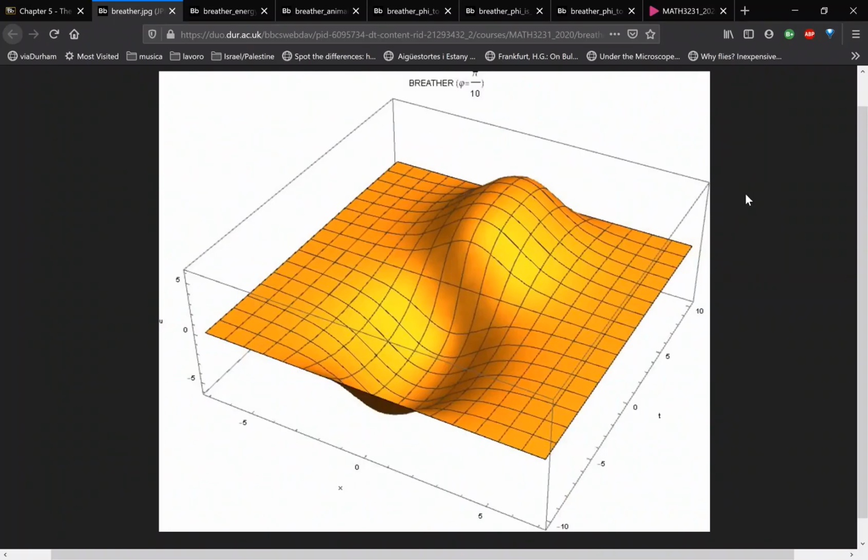Here's a plot of a v equals 0 breather solution. I took phi to be pi over 10. So here you see x and t, time, and the field u is plotted vertically. So first notice that I have drawn one time period here.